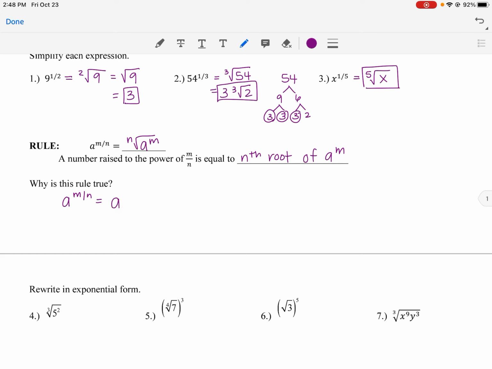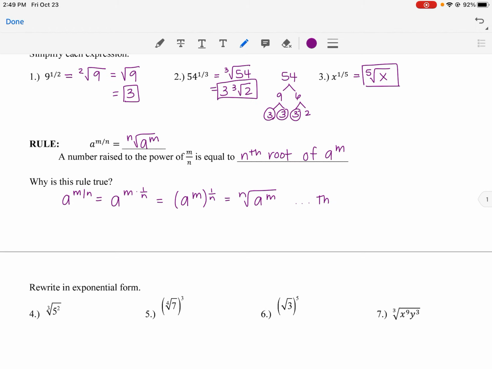m times n is the same as m times 1 divided by n. So I could rewrite that as a raised to the n to the power of 1 divided by n. And then we know that that 1 divided by n is the same as the nth root of whatever we have inside the parentheses, which is a to the n. Not to say that that's the only other explanation, but that's one way to convince yourself that that's true.